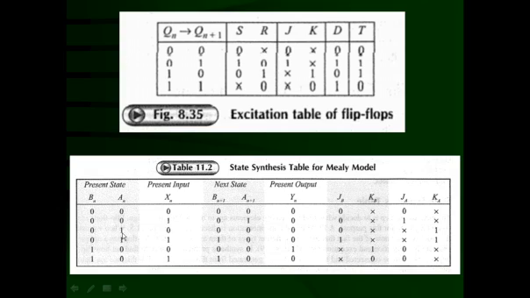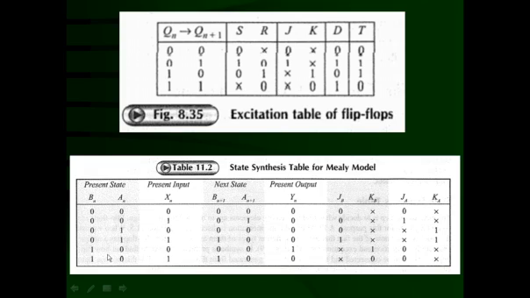Similarly, when it is in state B, again there are 2 possibilities: x can be 0 or x can be 1. If x is 0, it will return to state A. That means it is assigned the value 0, 0 of state A. If it is in state B and it receives 1, then it will go to state C, which is assigned the value 1, 0. So for state C, the binary value for Bn plus 1, An plus 1 is going to be 1, 0.